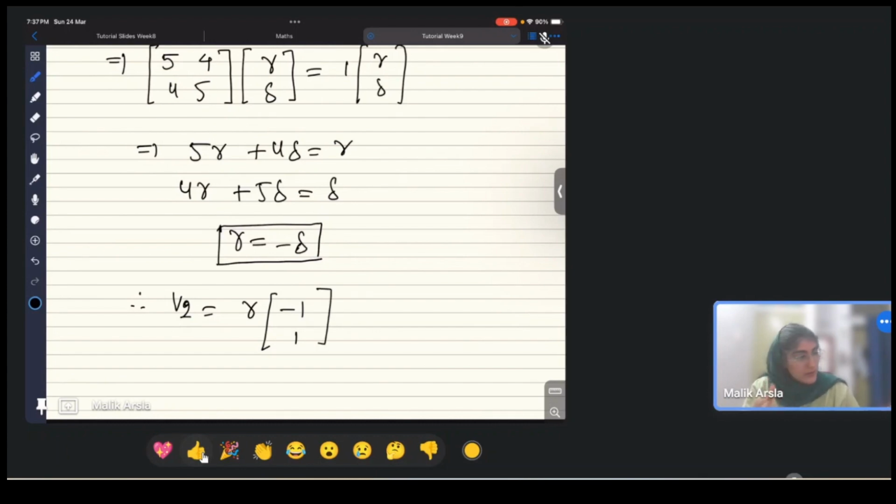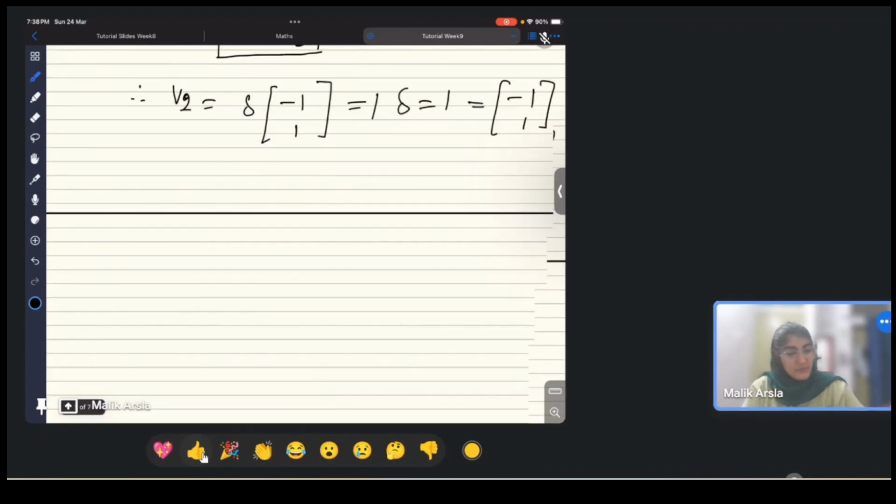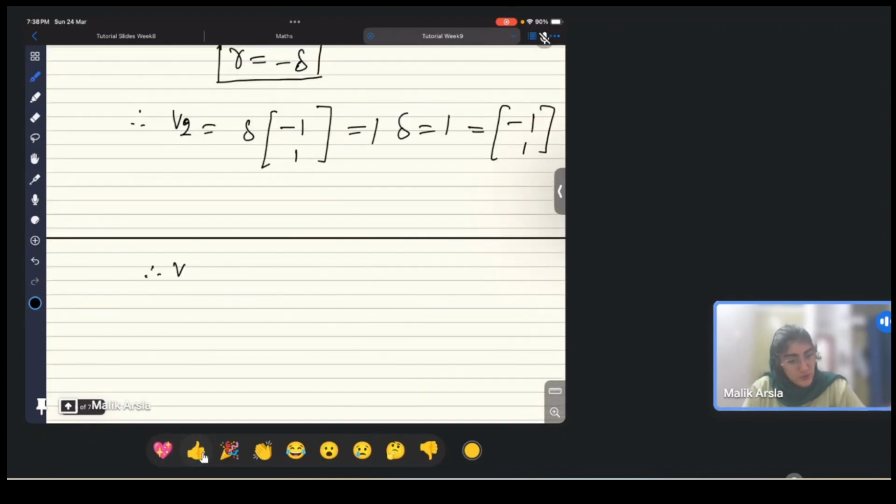Gamma is minus delta, so I'll put minus delta here. Sorry, delta will come out. So delta will come out and it will be minus 1 and 1. So here I have chosen delta equal to 1. You might have taken delta equal to minus 1 to make it 1 and minus 1. So my answer is coming out to be minus 1 comma 1. Therefore my V2 vector will be V2 upon magnitude of V2, which is coming out to be minus 1 by root 2 and 1 by root 2.